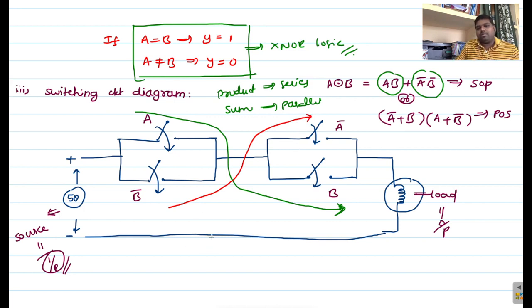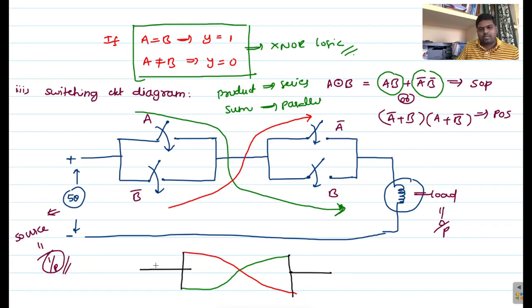Okay, how? For example, this is your series connection, and this is your series connection of A bar B bar switches, and these two are connected with this common point here. Like this, this is a common point and this is a common point, and this is connected to the bulb and this is connected to the source.